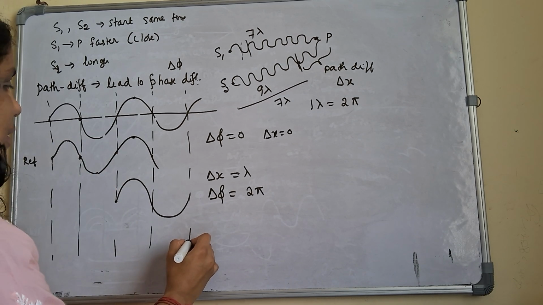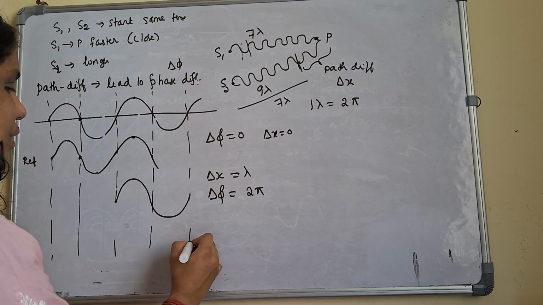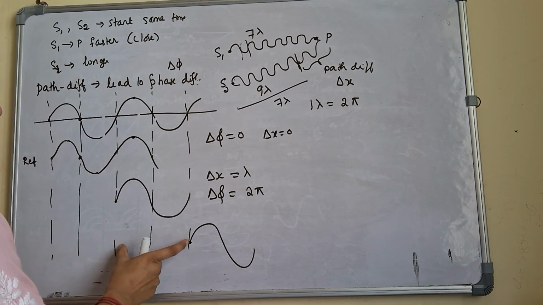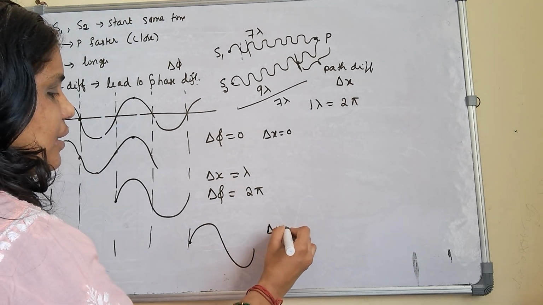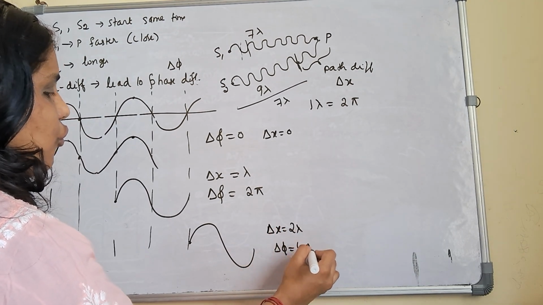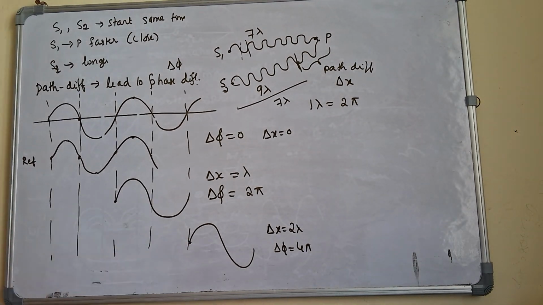Okay. Now let us say another wave is starting here now. So this is 1 lambda, this is 2 lambda. Do you agree delta x is 2 lambda, and what will be the delta phase? It will be 4 pi. 2 pi here, 2 pi here.